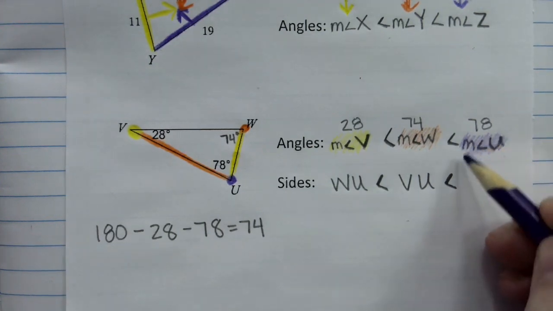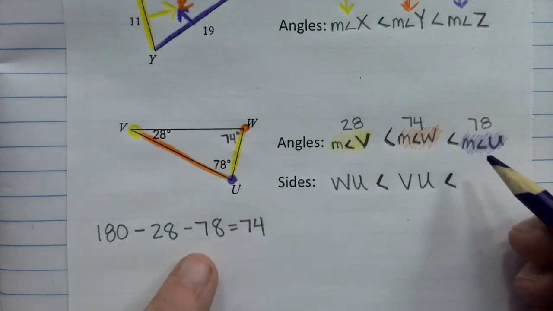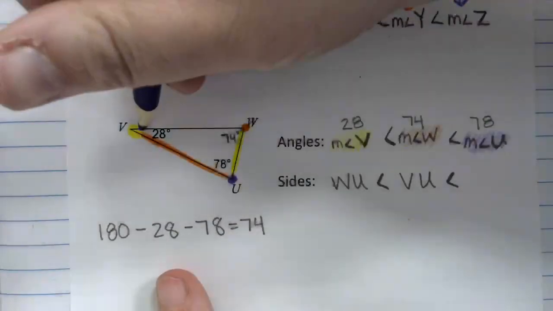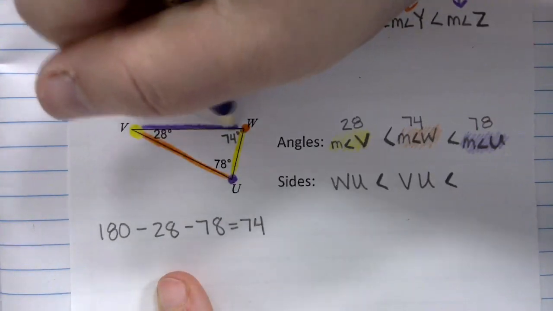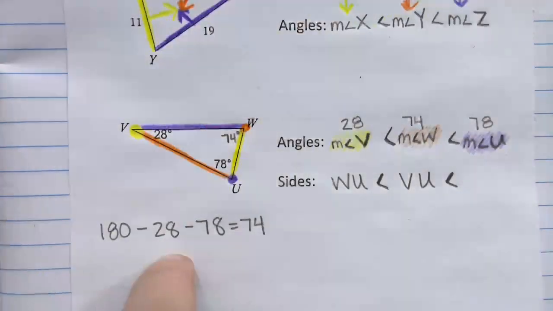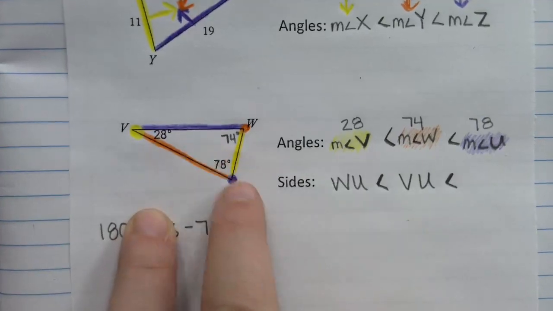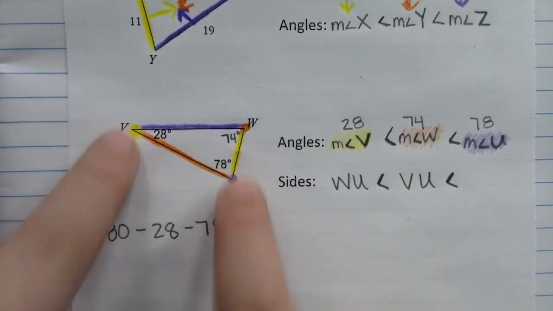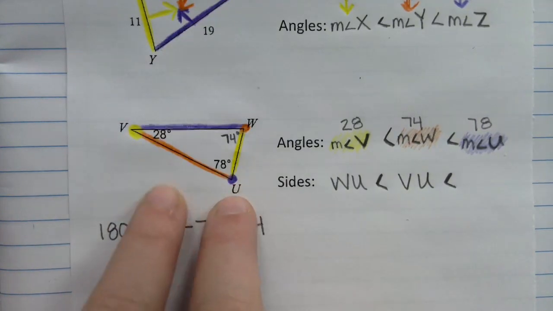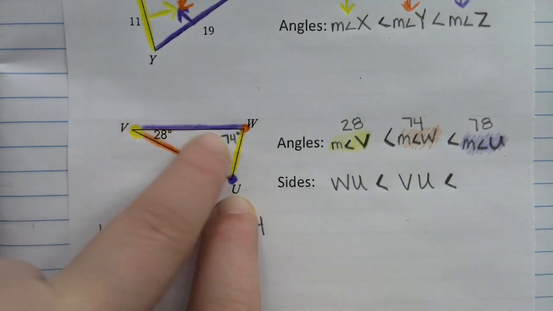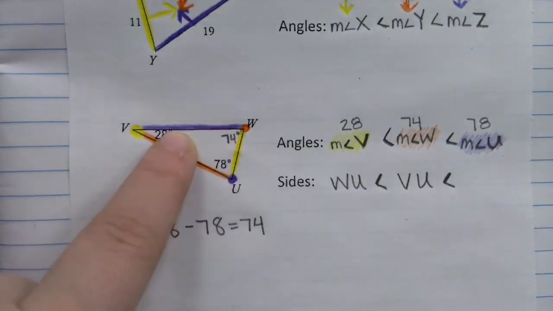And then across from angle U, WV or VW, however you look at that. So if you want to kind of color code it that way, that might be helpful for you to see kind of what opposite means. So this purple U is across from the purple side, VW or WV, however you looked at that.